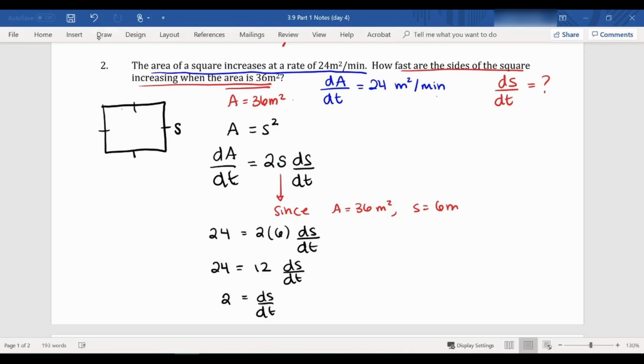And so if I add units in here, let's just go back and add units in here. I'll show you why that works. So we've got 24 meters squared per minute. This is 6 meters. So when I divide 24 meters squared per minute by 12 meters, I get 2 meters per minute.